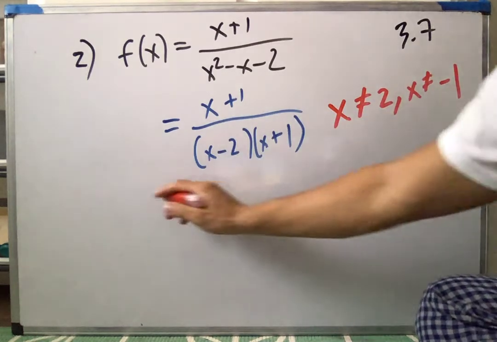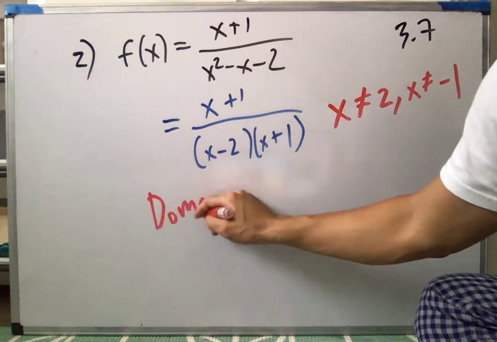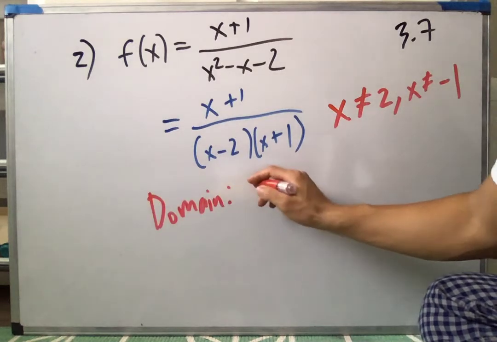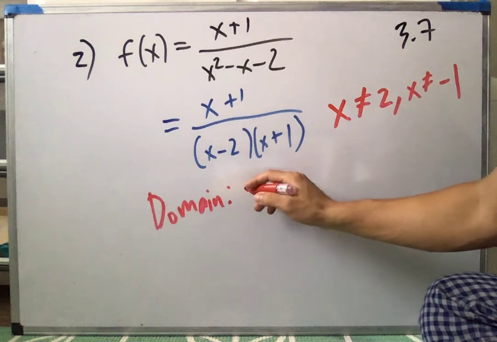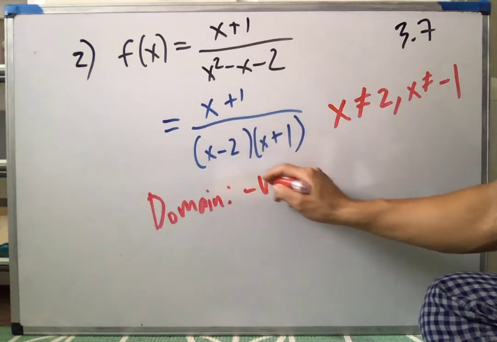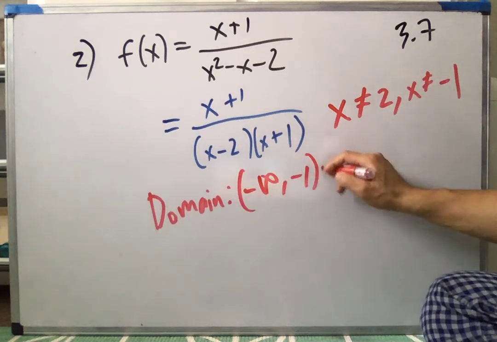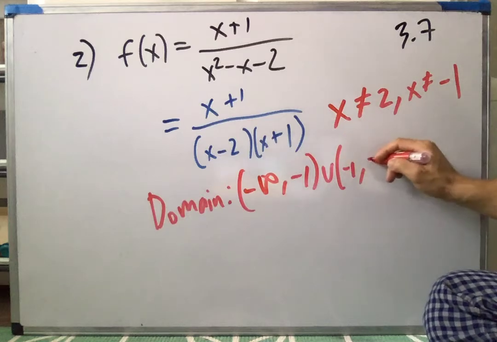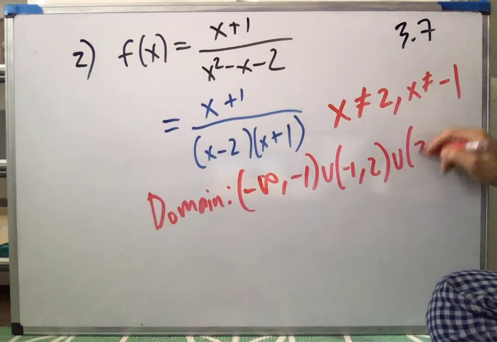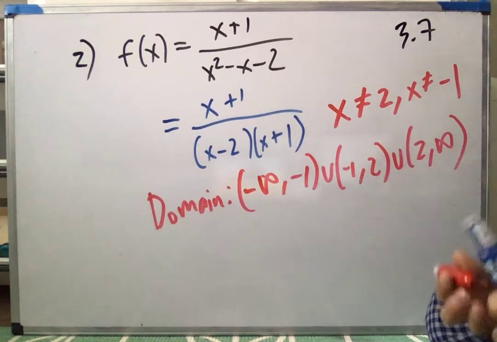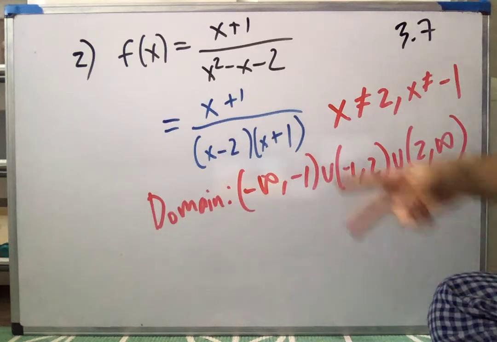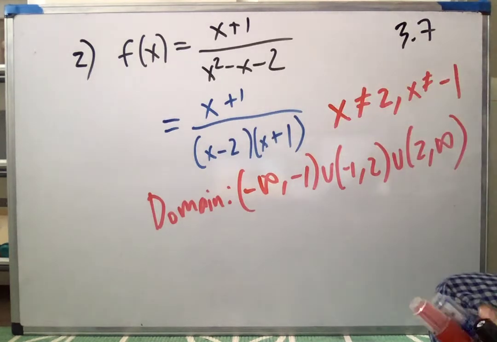So from there, I can figure out my domain right away. The domain is everything except for these two values. So it's going to be negative infinity up to negative 1, union negative 1 to positive 2, and then union from 2 to infinity right there. Okay, that's the domain. The domain always comes from looking before I do any simplification.